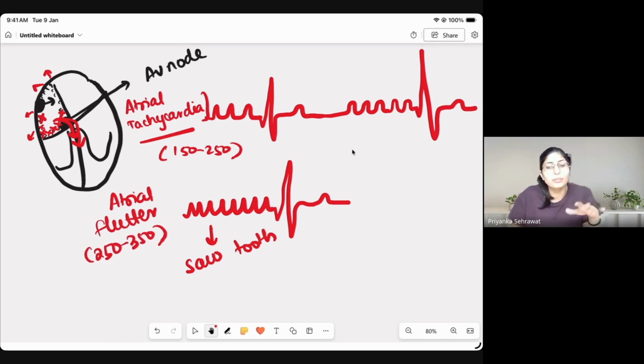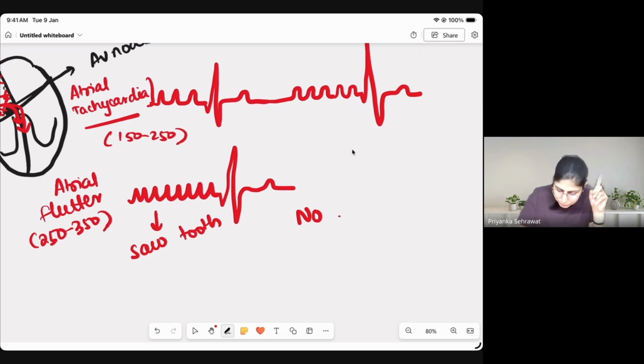Now what if more than 70% of atrial muscle fibers are not working in synchrony? अगर इतने सारे मसल फाइबर सिंक्रोनाइज्ड नहीं है, आपस में साथ में मिलके काम नहीं कर रहे हैं, so will there be any single current that can lead to atrial contraction? No. No atrial contraction, no effective atrial contraction.